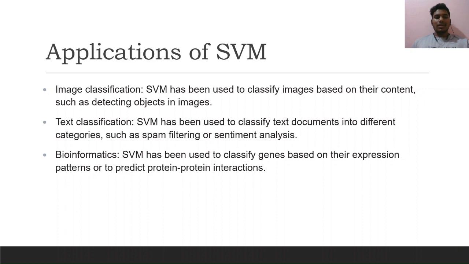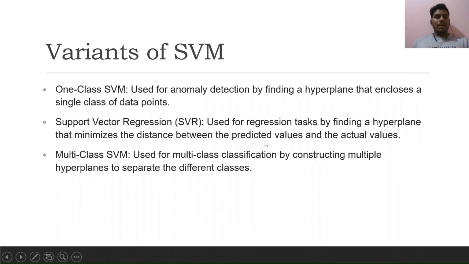Bioinformatics: SVM has been used to classify genes based on expression patterns or to predict protein interactions. Next we have the variants of SVM. One-class SVM, support vector regression, shortly known as SVR.